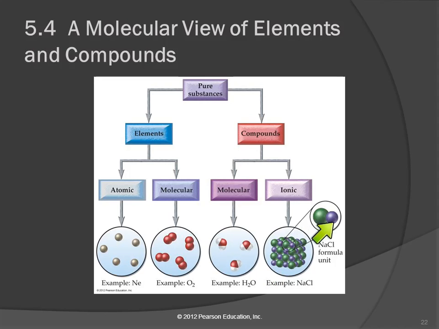And in the ionic compound, we've got a sodium ion and a chloride ion. And they are going to be attracted to each other because of their opposite charges. But they're not going to form a discrete molecule. They form this large grid of alternating positive and negative charges.